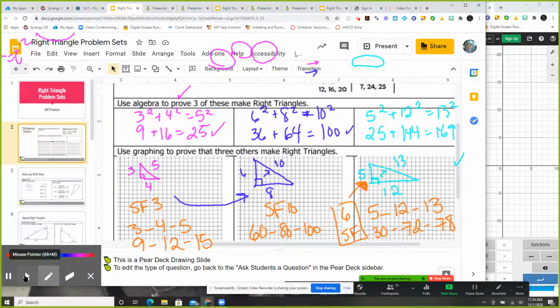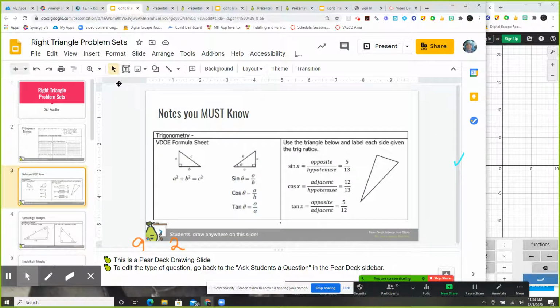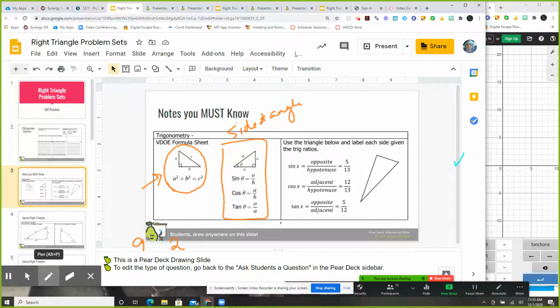You ready? Okay. So slide 3 just kind of reviews what we've already talked about. This is legit the formula sheet if you were going to take the SOL. None of you have to take the SOL. So we've got Pythagorean theorem. We've got our trig ratios. If I give you a side and an angle, and I want a side, we can use trig. This is I give you 2 sides, and I want a side.